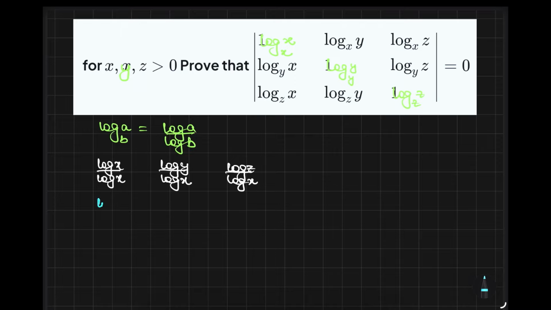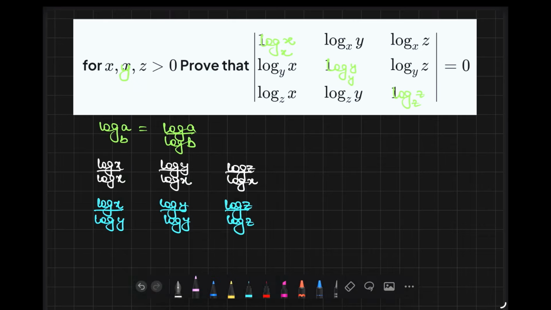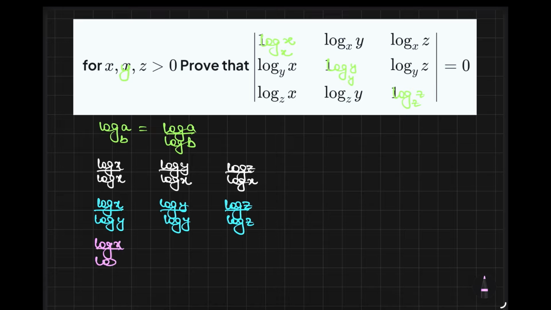Then we have log x by log y, log y by log y, log z by log y, correct? And we have log x by log z, log y by log z, log z by log z. I hope till this part you guys are okay.